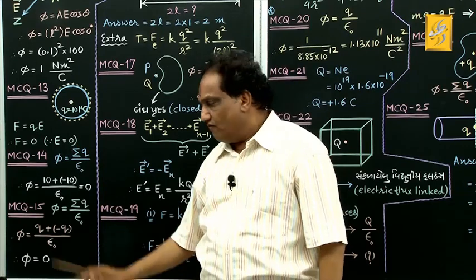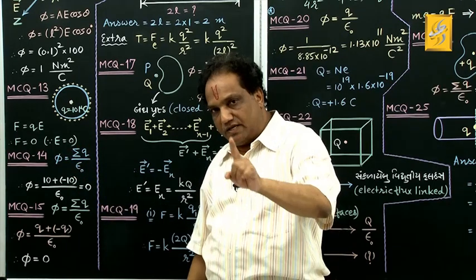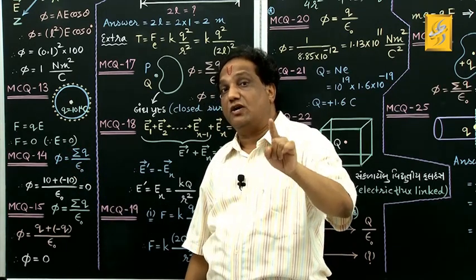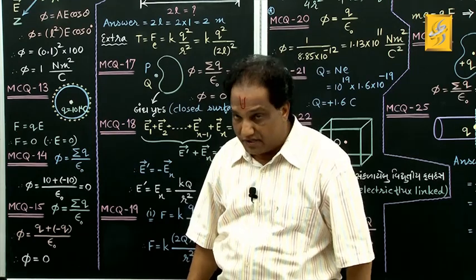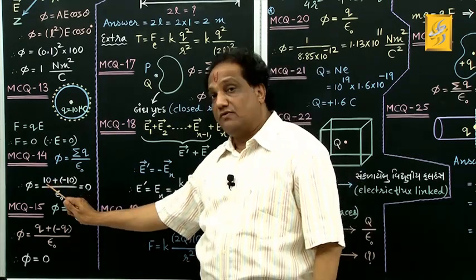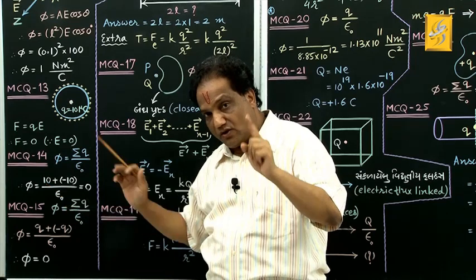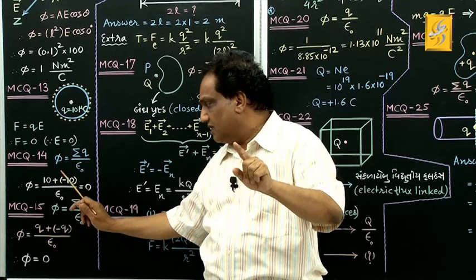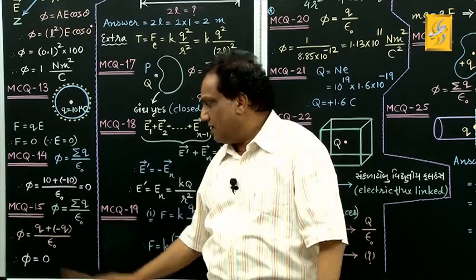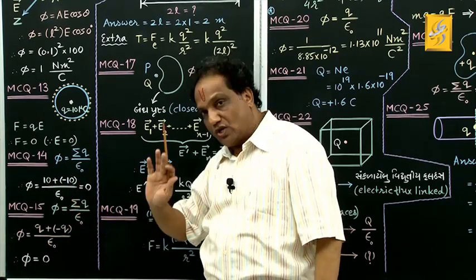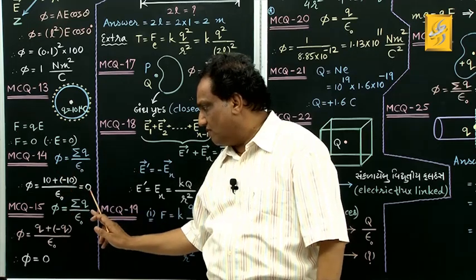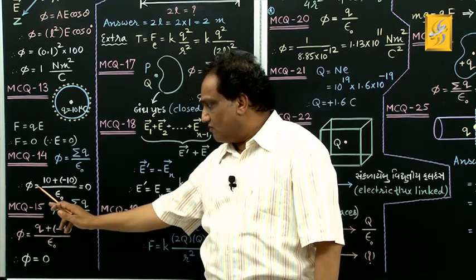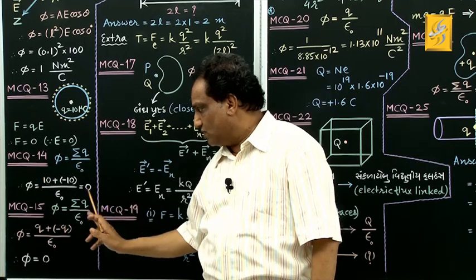Electric flux linked with any closed surface, according to Gauss law, is sigma q upon epsilon 0. What do you mean by sigma q? The algebraic summation of charges enclosed by the given closed surface. Right now they have given two charges enclosed by the closed surface: one is plus 10 microcoulomb, another is minus 10 microcoulomb. Naturally their addition would be 0, and 0 upon epsilon 0 is 0. This is what we get mathematically: phi equals 0.